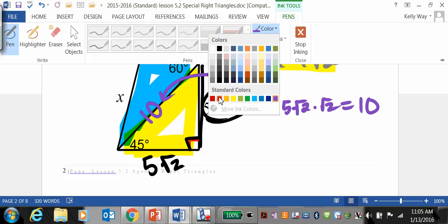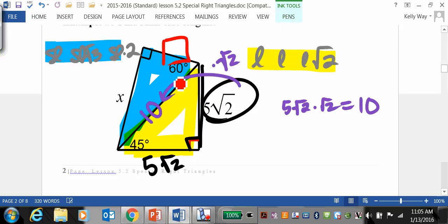Okay, then over here, this is our short leg because it's across the 30 degrees. Short leg to that hypo is times by 2. Short leg to the long leg is times by root 3. You fill those two out. I'll give you 20 seconds. Give me a second. Let people think it through.